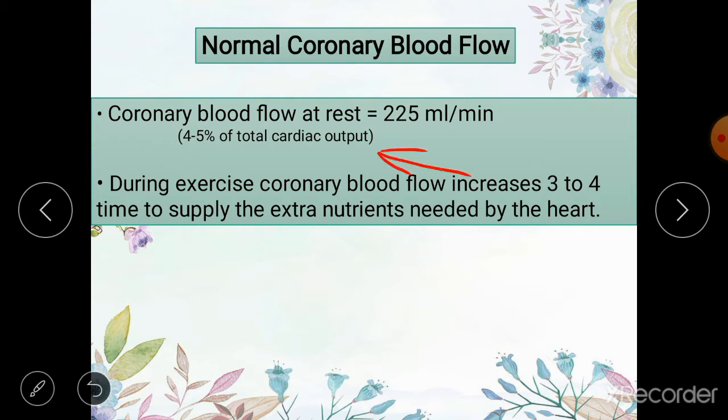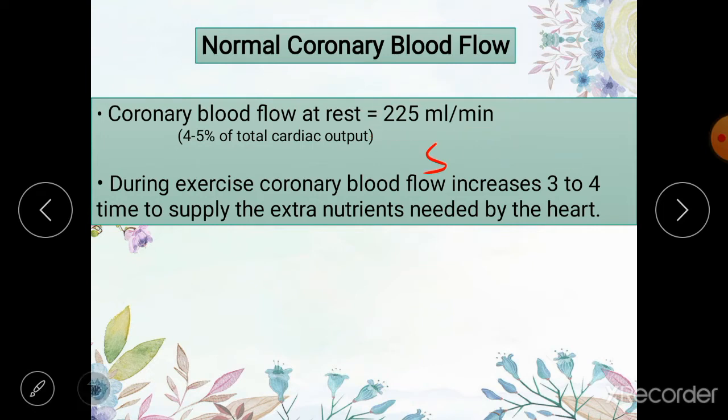Now, do you remember what your cardiac output is? The cardiac output is the amount of blood which is pumped by your heart per minute. It is around 5000 mL per minute. Out of the blood pumped per minute by your heart, around 4 to 5% is supplied to the heart itself to meet its metabolic demands, and this amounts to 225 mL per minute.